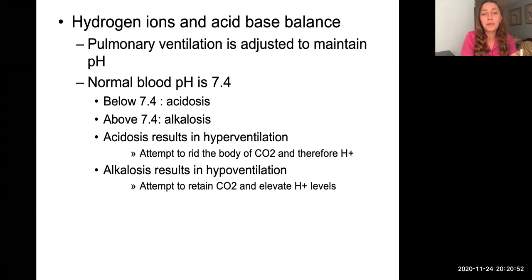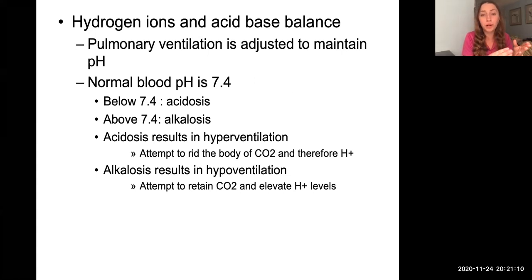Anything that's below 7.4 is acidosis. Anything above 7.4 is alkalosis. Okay, and there's two things that we're going to talk about in regards to this. There are many other different types and ways it can get to this place.